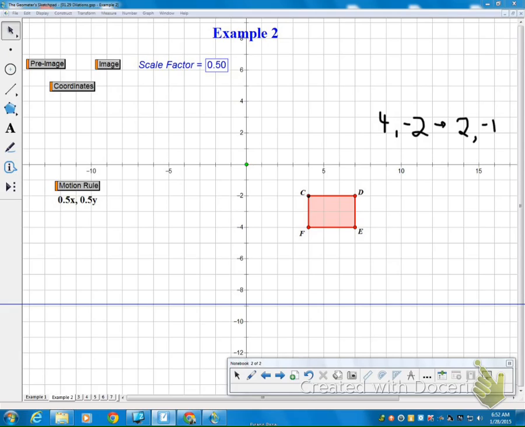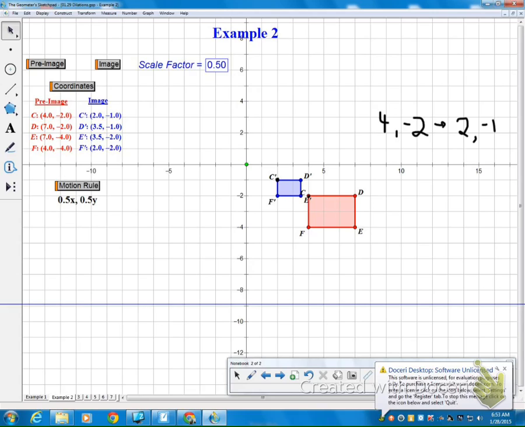So I'm going to go ahead and plot that out here at 2, -1. And let's see if this works out. Alright, so we got our new point C right there. Our motion rule did us right. Let's take a look at some of the other coordinates and see what happened. 4 to 2, 2 to 1. That's the one we did. Here's 7 to 3.5, -2 to -1 again. So if you notice, all of our coordinates here were multiplied by 1/2 or 0.5, and that's how we create our new image. So that's your dilations.